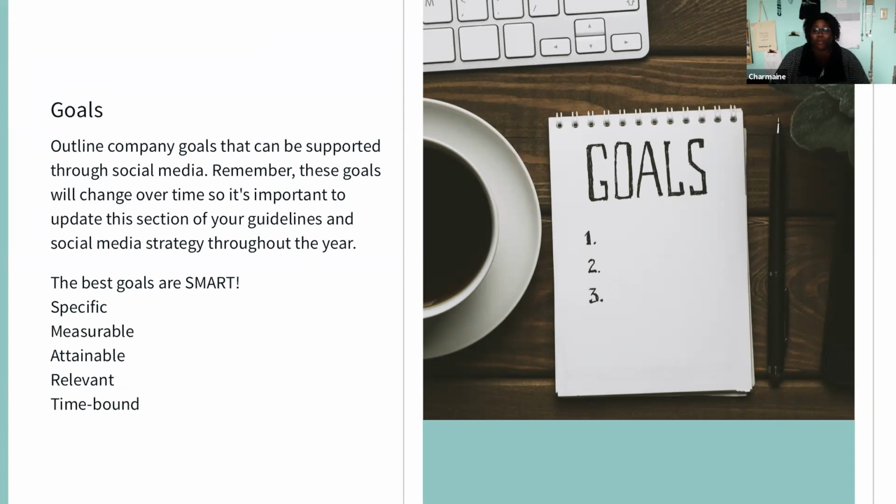So specific, for example, instead of saying we want to increase sales, every business, every company wants to increase sales, right? If my business makes $5,000 a month and my goal is to increase sales, and next month I make $5,001, does that mean I met my goal? Probably not, right? Because my goal wasn't specific, I don't know exactly how I'm going to measure that success. So you'd want to say, okay, if we're going to increase sales, our goal is to increase sales by 15% by the end of fourth quarter, for example.